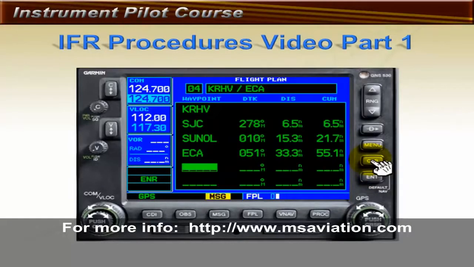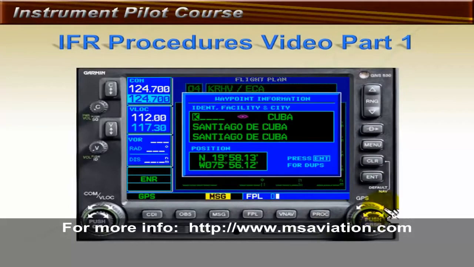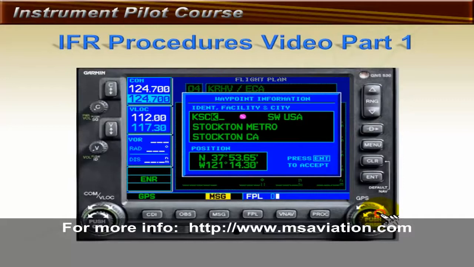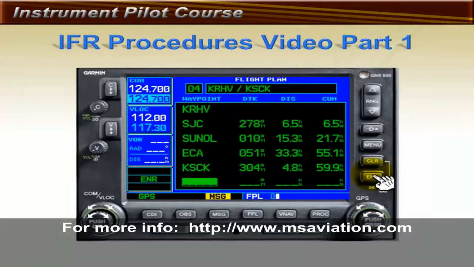The next thing we're going to do is enter the airport name we're going to go to, and that would be Stockton, KSCK, Sierra Charlie Kilo. And incidentally, Manteca VOR here is an initial approach fix for many of the instrument approaches at Stockton. So we'll enter KSCK. And there's Stockton Metro Airport. Enter.